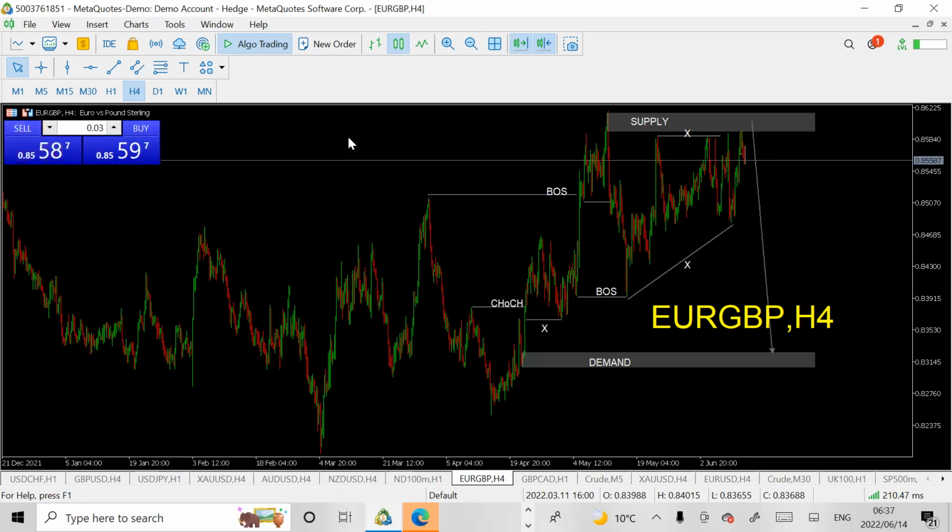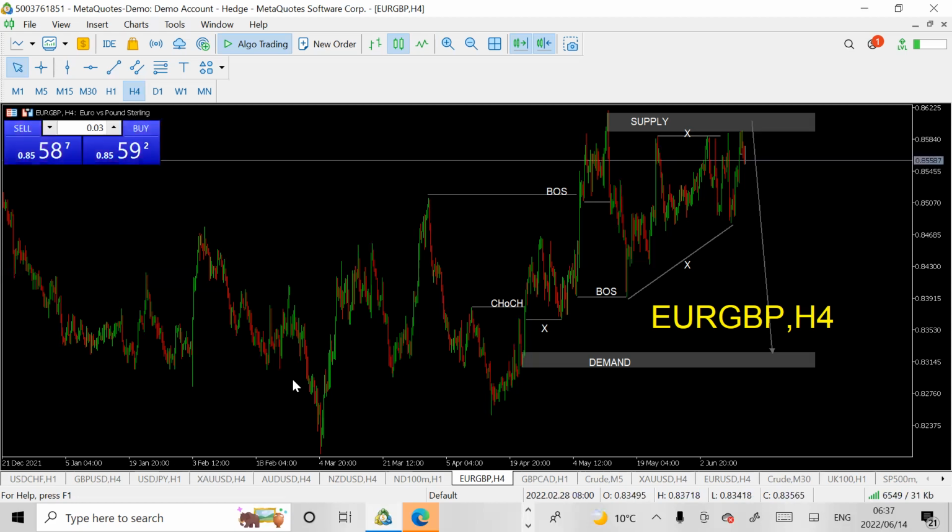Second, you have to be able to tell the direction of the trend, if it's bullish, ranging, or bearish. Another thing we need to know after the market structure and the direction of the trend is the liquidity pools, the levels where liquidity might get grabbed, where stop losses might be taken out.